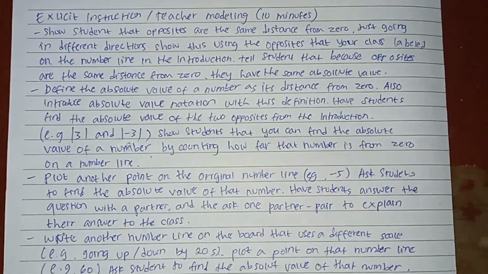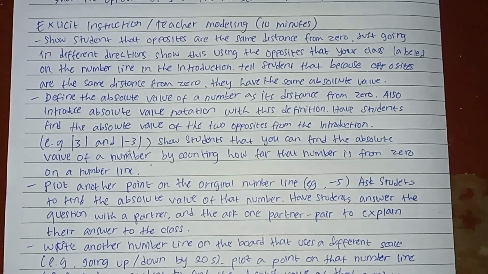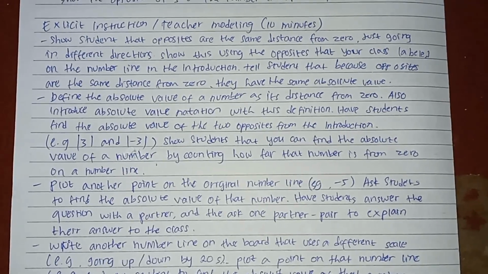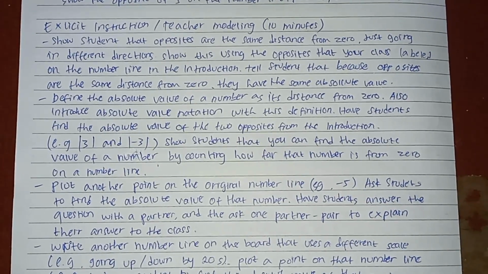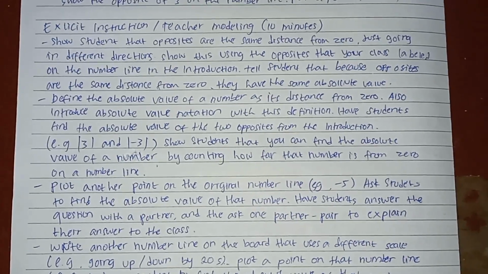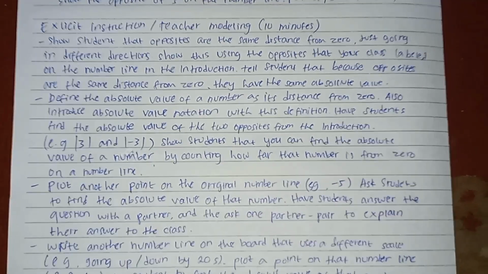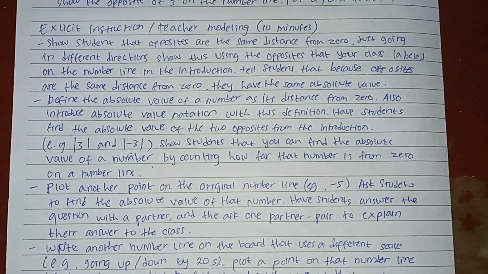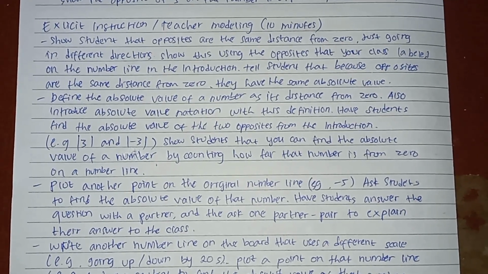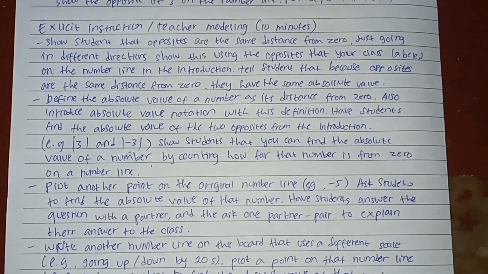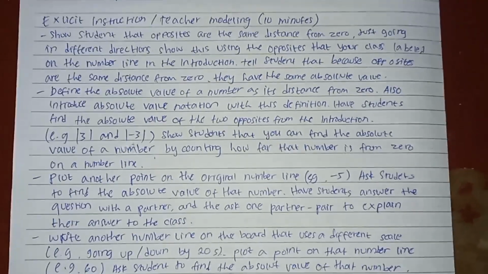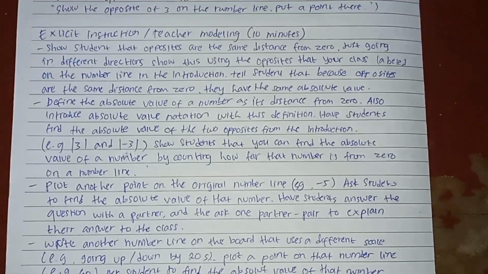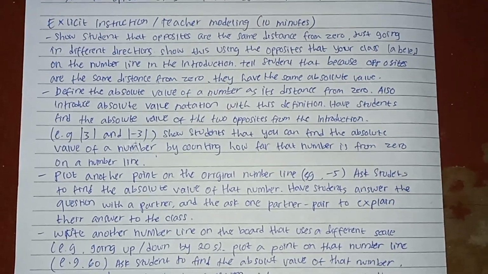Define the absolute value of a number as its distance from zero. Also, introduce the absolute value notation with this definition. Have students find the absolute value of the two opposites from the introduction, 3 and -3. Show students that you can find the absolute value of a number by counting how far that number is from 0 on a number line.